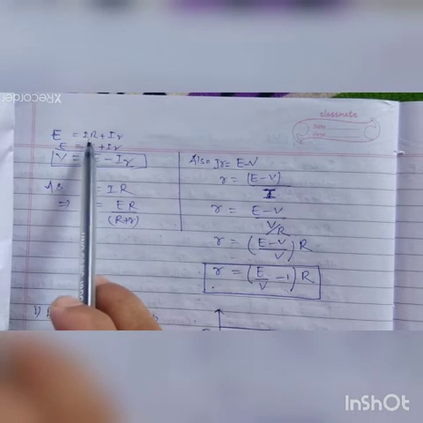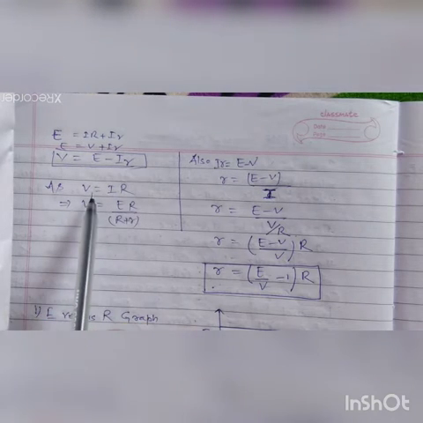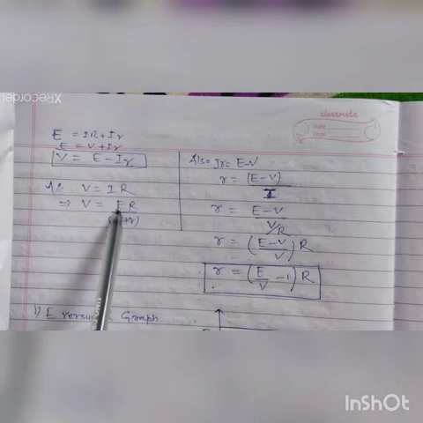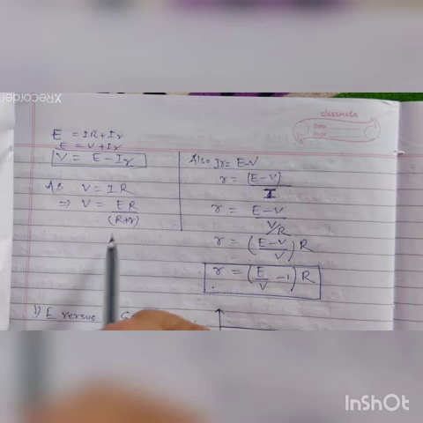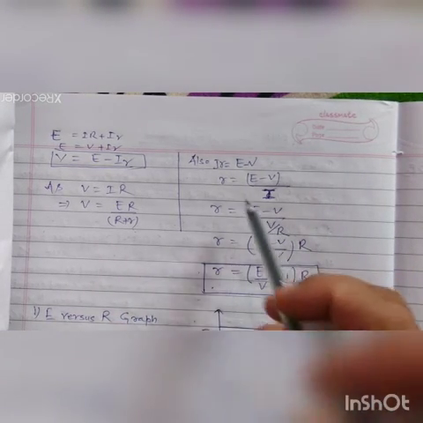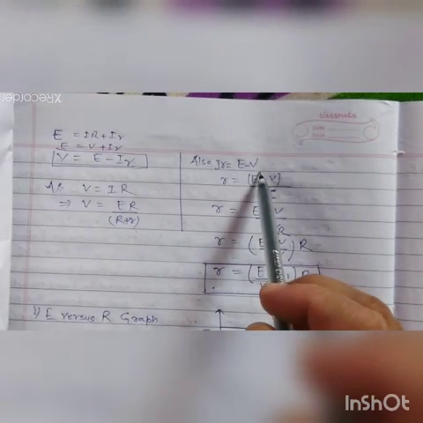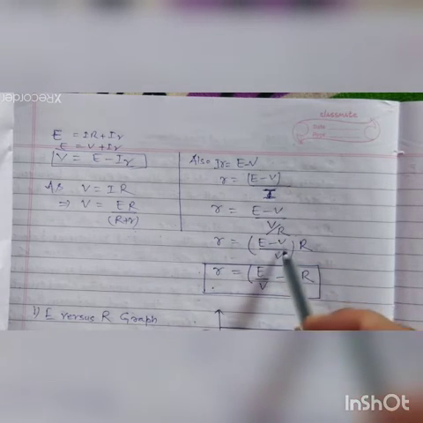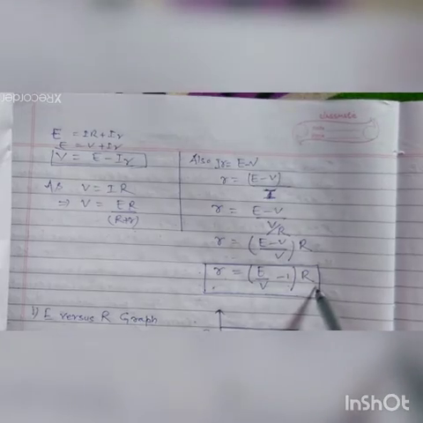Now I into r is equal to E minus V, so V is equal to E minus Ir, or V is equal to I into R. In place of I you can write E by R plus r. So in this way the same equation can be written in different forms as per our needs. From here Ir is equal to E minus V. So solving this equation we come to r is equal to (E by V minus 1) into R.